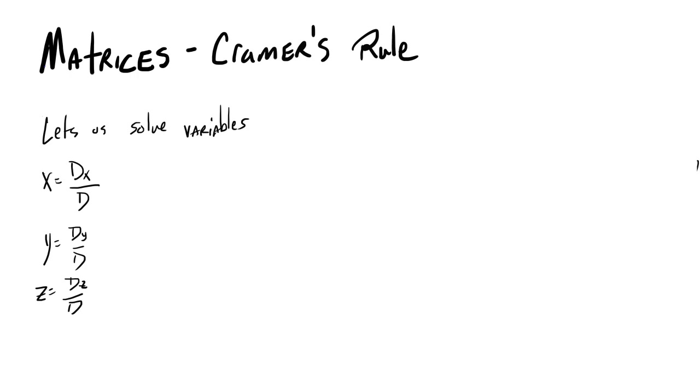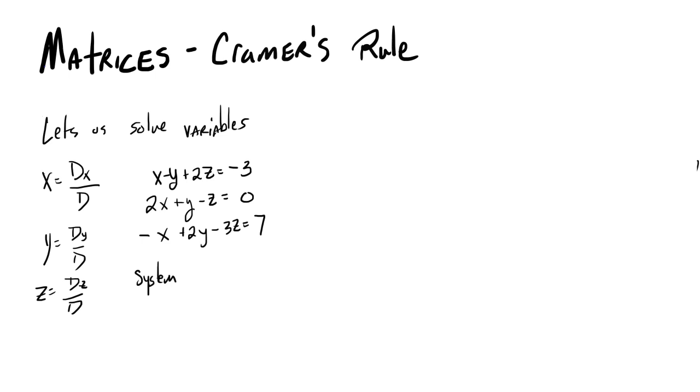The problem that we did in class was: x minus y plus 2z equals negative 3, and 2x plus y minus z equals 0, and negative x plus 2y minus 3z equals 7. All right, so this is a system of equations.